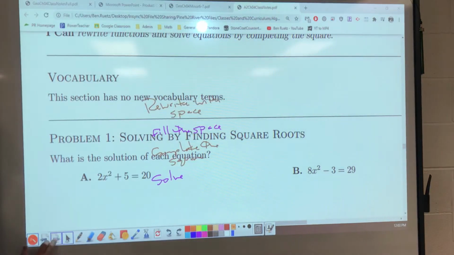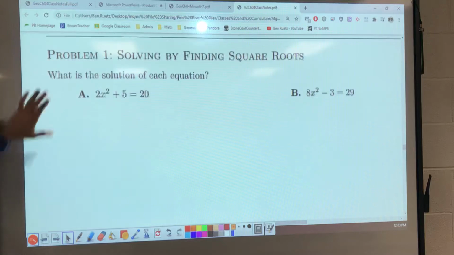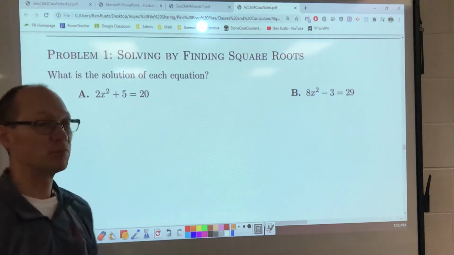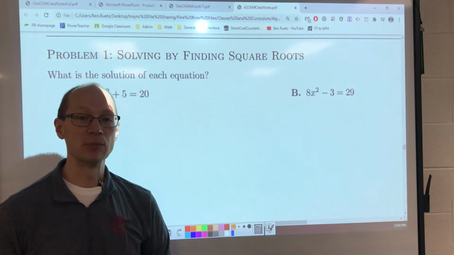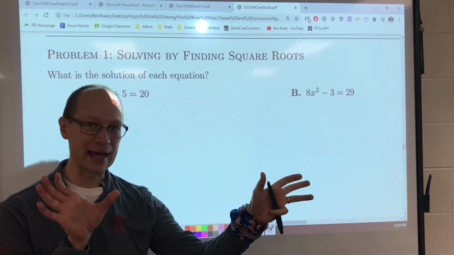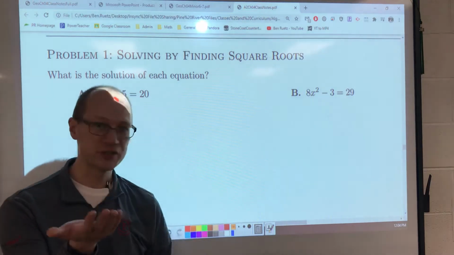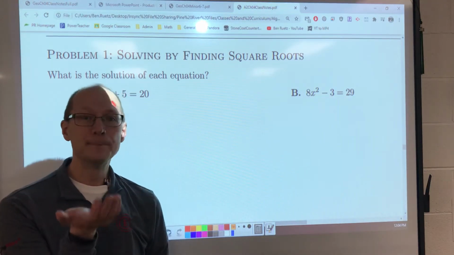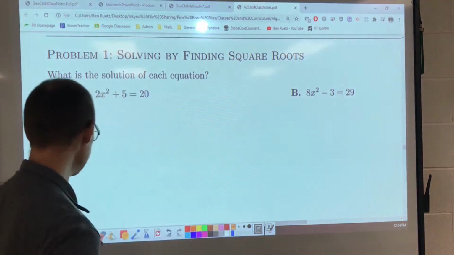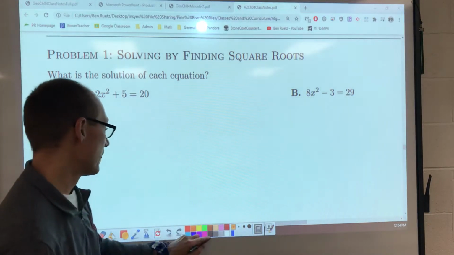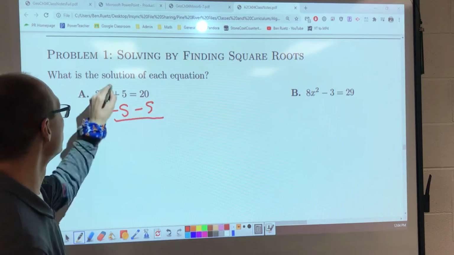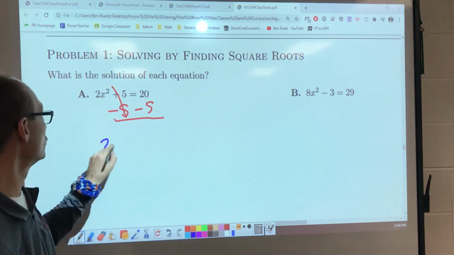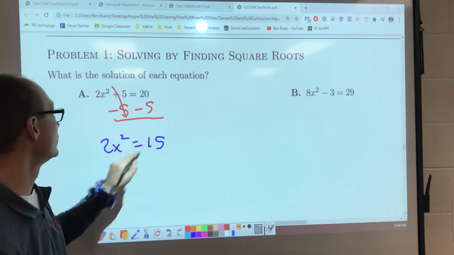Knowing that, how do I find a new one? Here we go. So knowing that, if we want to solve this equation, you notice that all we have is a single x variable. We don't have an x squared and a plain x. There's just a single x there. It's squared, but we can get that by itself pretty easily. And we can do that just by subtracting 5 from both sides, and we get 2x squared equals 15.